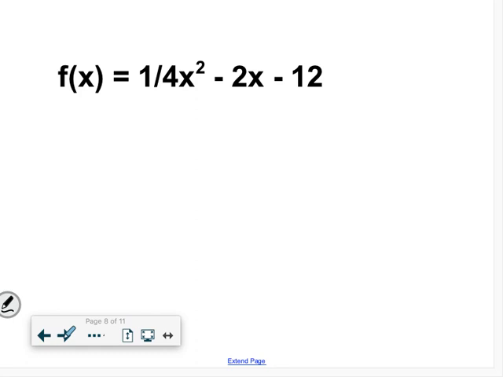All right, f of x equals 1/4 x squared minus 2x minus 12. Okay, if we were rewriting this in the new standard form, it would work the same way. We don't want that constant over there, right? So first thing is add 12 to both sides.